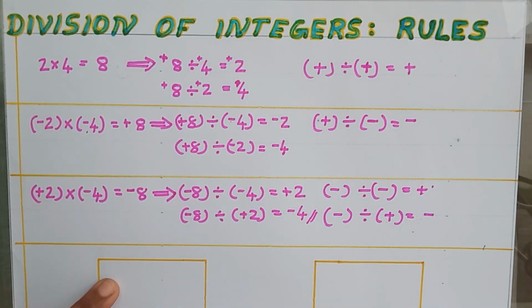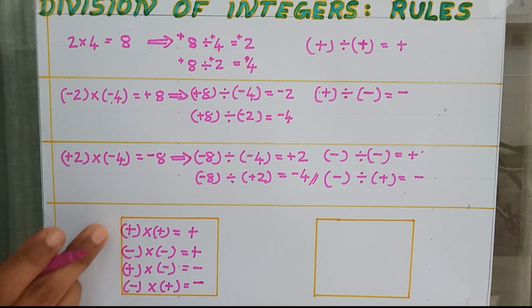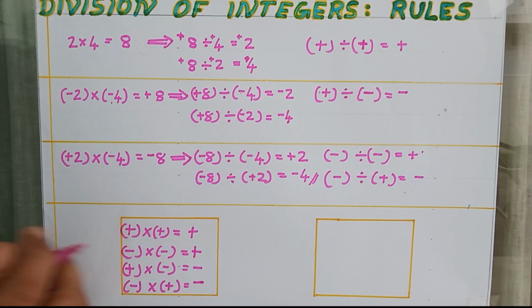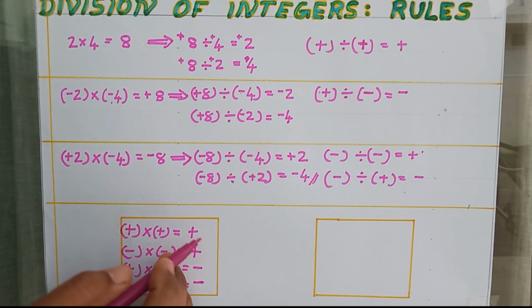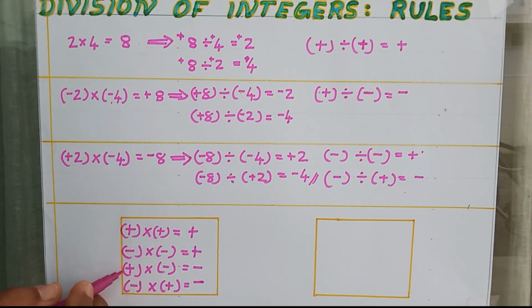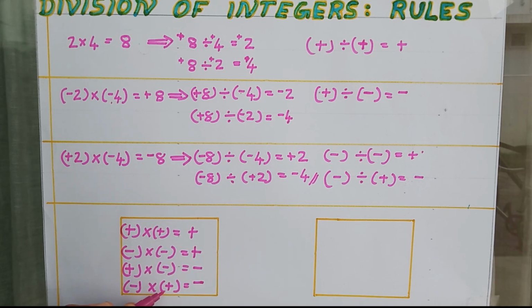So here I can write the rules for multiplication of integers, and here I will write rules for division of integers. Do you remember the rules for multiplication of integers? So here I have written the rules for multiplication of integers, that is positive into positive equal to positive, negative into negative equal to positive, positive into negative equal to negative, and negative into positive equal to negative. These are the rules for multiplication of integers.